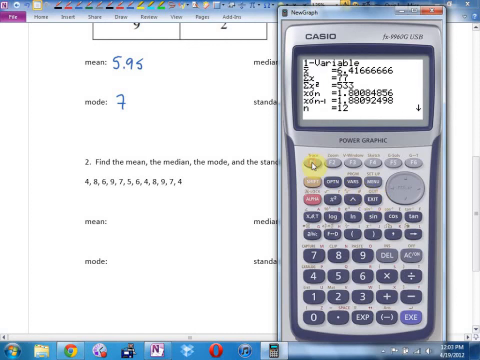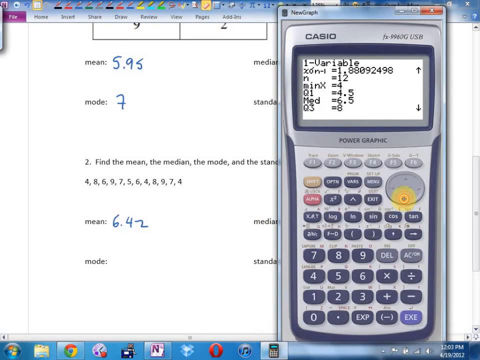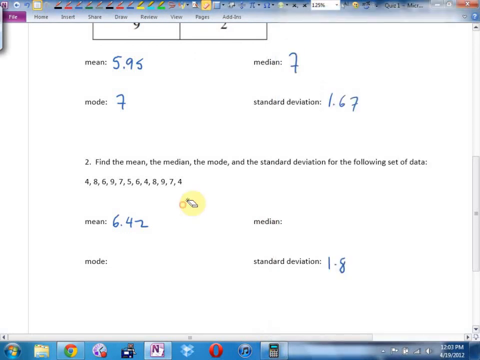Exit. 1 there. Do you get a mean of 6.42? Standard deviation of 1.8. Twelve items apparently. Median 6.5. Wait a minute, Mr. Dueck, there isn't a 6.5 in the data. Well, there's 12 pieces. If you list them from smallest to biggest, the median would be halfway between item 6 and item 7, which is 6.5.